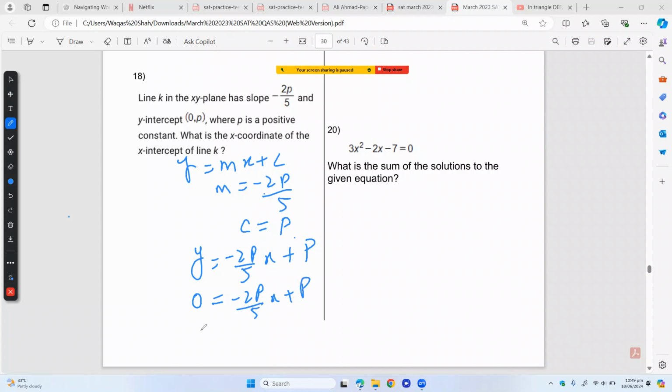So shift p to this side, so it will be minus p is equal to minus 2p by 5 x, and you can cancel negative with negative and p with p, and shift 2 by 5 to this side, and we get 1 over here. Okay, it's not 0, we have 1 on the left side. So x will be, and this will become upside down. When we shift 2 by 5 to the other side, it will become 5 by 2. So the answer is 5 by 2 or 2.5. Okay, I hope you understand this.